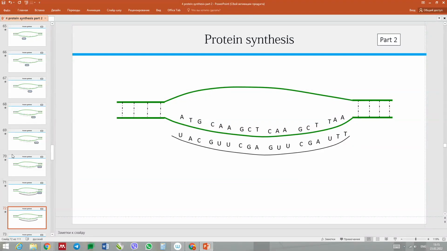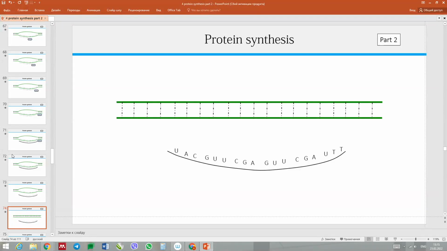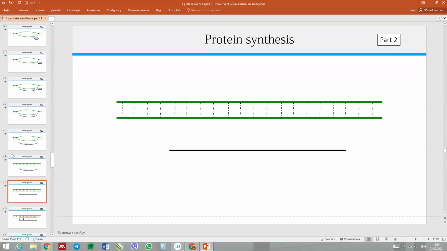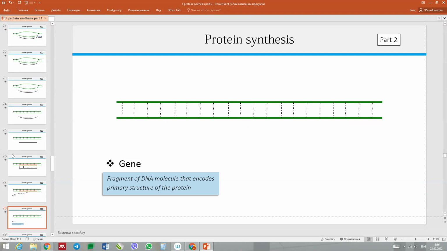Then this enzyme will stop, and this RNA will detach from DNA, and the two strands of the DNA will be closed again in this structure. So what we just did, we created messenger RNA on the basis of information that was written in a certain portion of DNA. And this is what we call a gene: a fragment of a DNA molecule that encodes the primary structure of the protein.